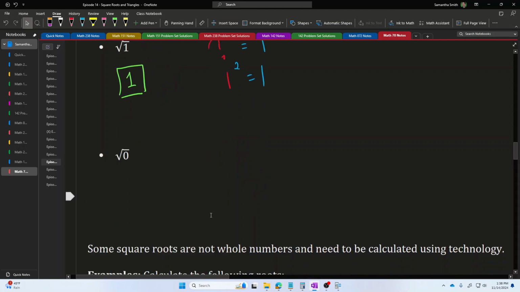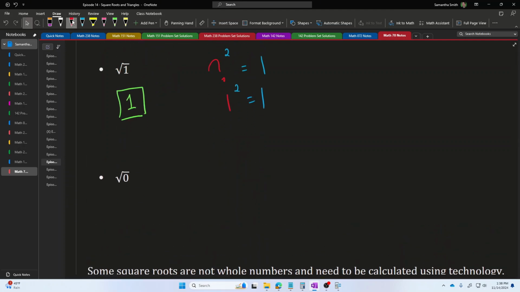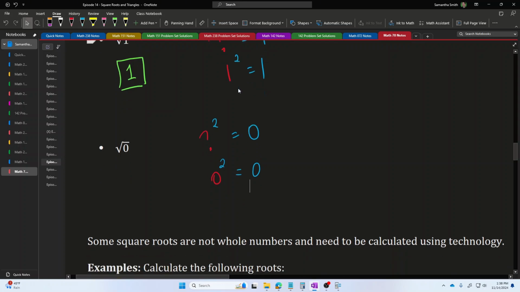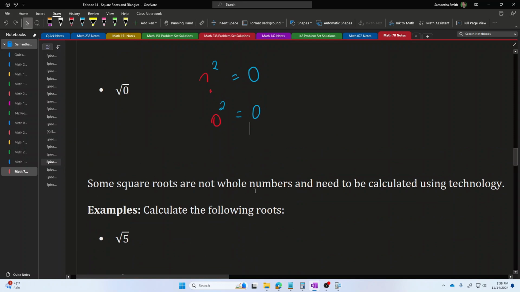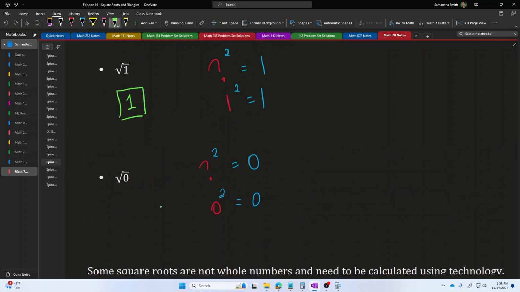And I could say, what is the square root of 0? What number becomes 0 when you multiply it by itself? Well, I think 0 times 0 results in 0, right? If you multiply 0 by anything, 0 is always what results from that. So 0 squared must result in 0. And so 0 is also special. 0 is also equal to its own square root.